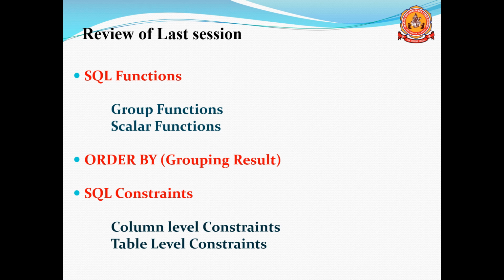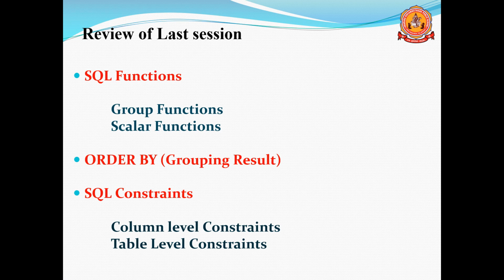Group functions work on a group of data. Multiple groups of data will be available, and in that group, the function performs operations on the entire column of data. For example, you can take sum, average (AVG), max, min, and count. These functions work on a group of data, so they are known as group functions.